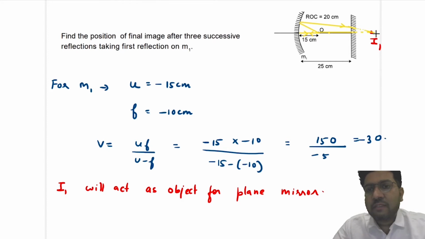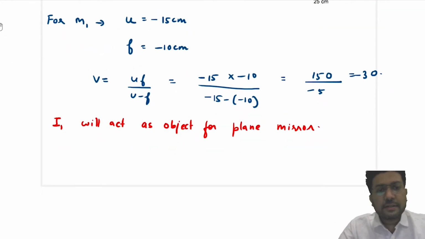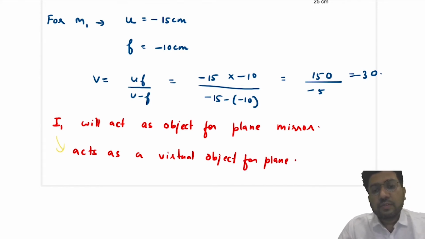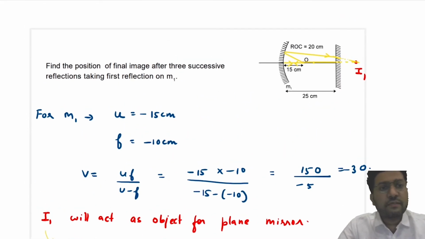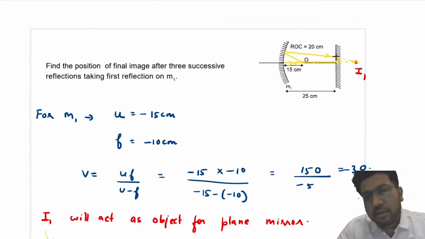So that means I1 acts as a virtual object for the plane mirror. Now for a virtual object, a plane mirror forms a real image. I'll draw the ray diagram again. This is the reflected ray, and this is the reflected ray, and this is the image.